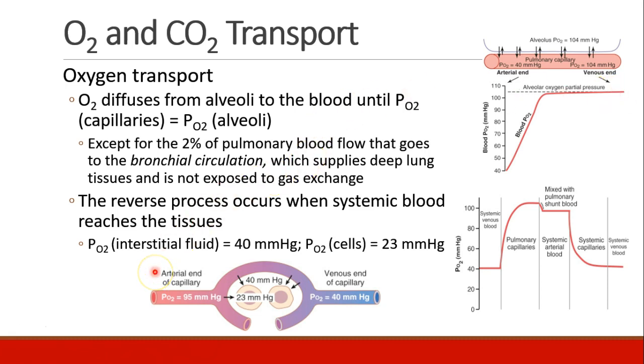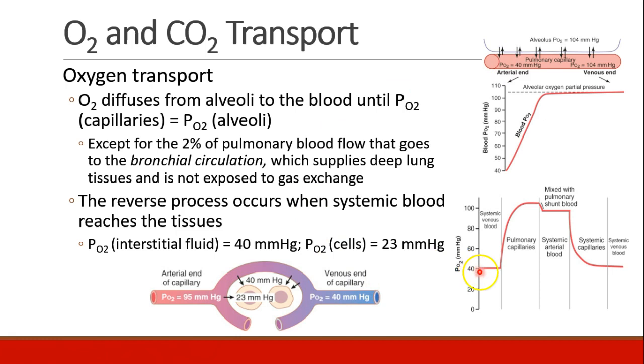The reverse process happens when blood gets to tissues. The blood comes in with a PO2 close to 100, and as it's exposed to whichever cell it's perfusing, it starts to deliver oxygen. The oxygen content in this tissue is about 23 millimeters of mercury. The oxygen content in the interstitial fluid is about 40 millimeters of mercury. So we have a nice gradient delivering oxygen from the blood vessels, from the capillaries, into the tissues. And by the time the blood leaves and goes into the venous side, its PO2 is back to 40, and then it will go back to the alveoli for reoxygenation.